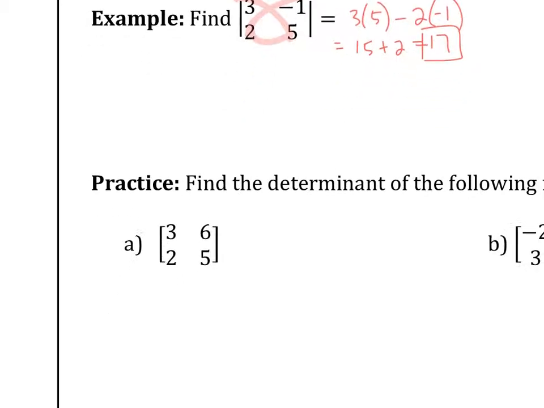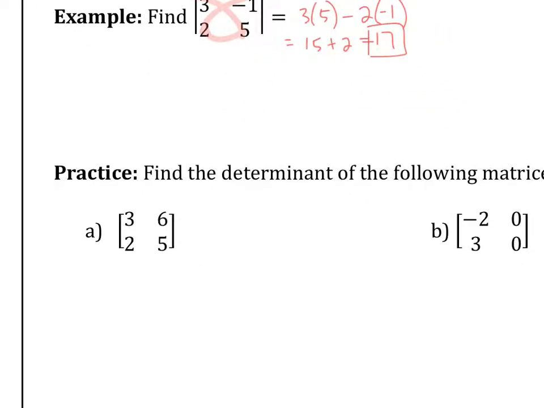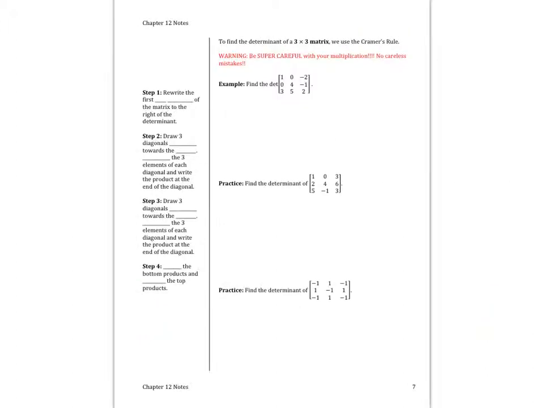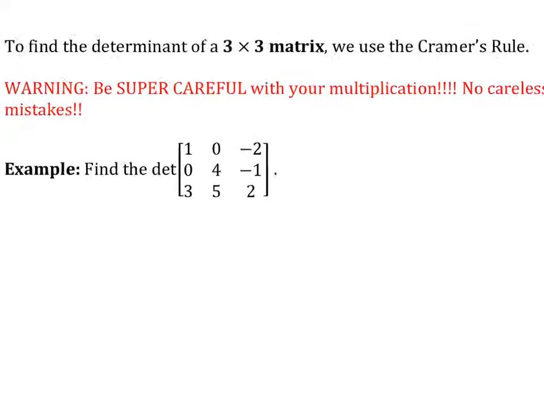All right, let's have you guys practice A and B. Okay, the answers are 3 and 0. Okay, so a 2 by 2 matrix is very easy to find the determinant of. We're now going to do a 3 by 3 matrix. This is going to be a little bit harder, but I'm pretty sure you guys can do it. All right, 3 by 3.